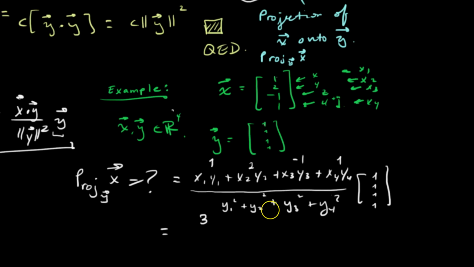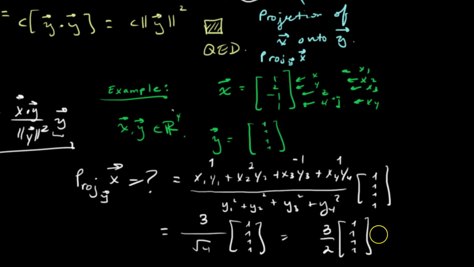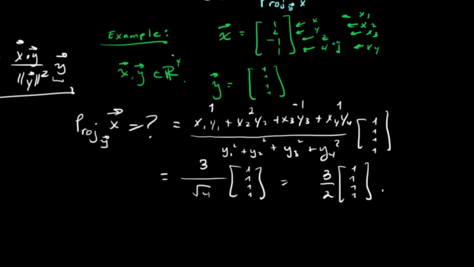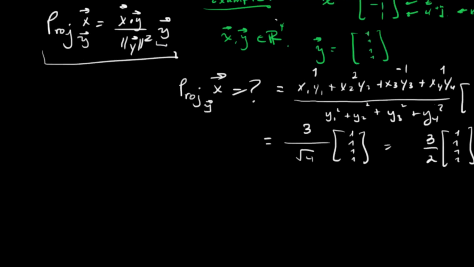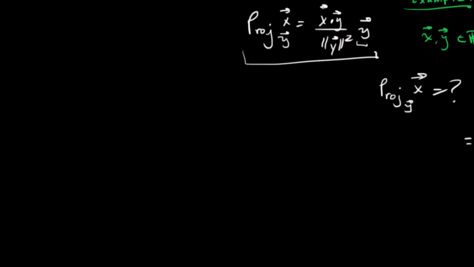And then we're going to make this over, what's the magnitude of y squared? It's just 1 squared plus 1 squared plus 1 squared plus 1 squared, which is 4, times (1, 1, 1, 1). So this is going to be equal to 3 fourths times (1, 1, 1, 1), and this is going to be the projection of x on y. So that's just a neat example of how it works using the fourth dimension.